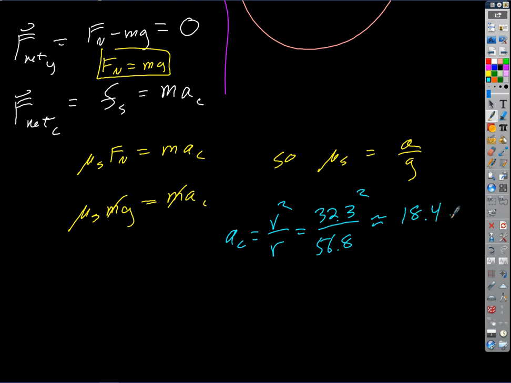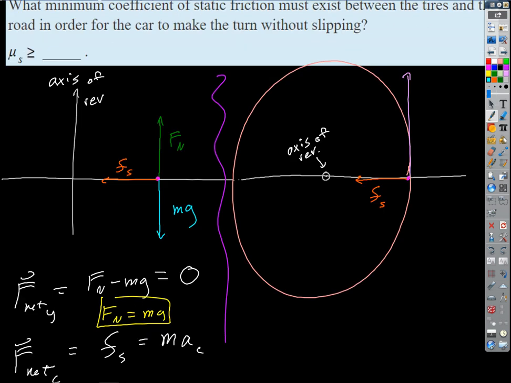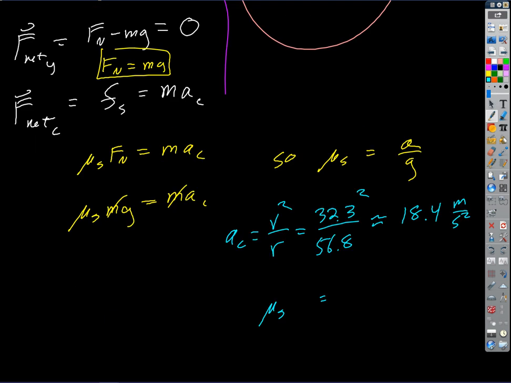18.4-ish. Keep it in your calculator, right? Meters per second squared. And so if we plug that in up here, what do we end up with? We end up with mu sub s equals, what is that divided by 9.8? Rounded to how many places? 3 places. 1.87.